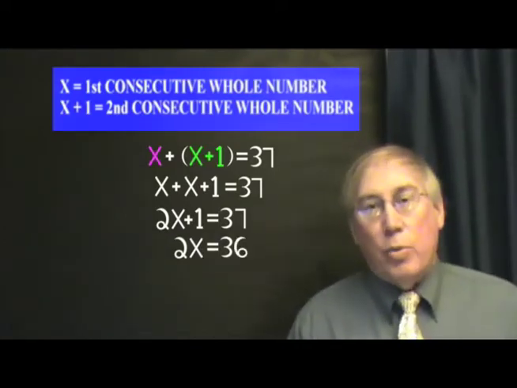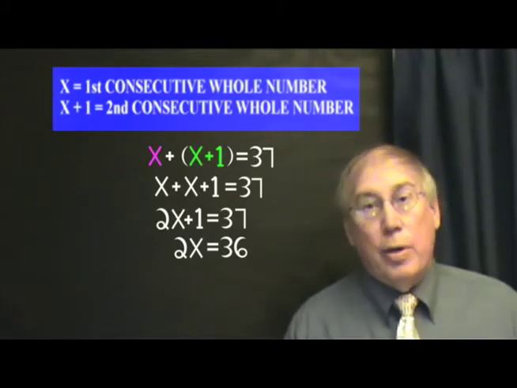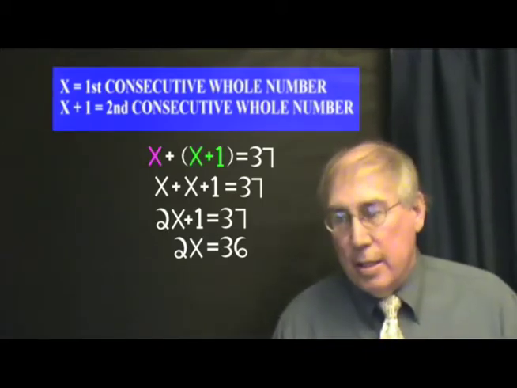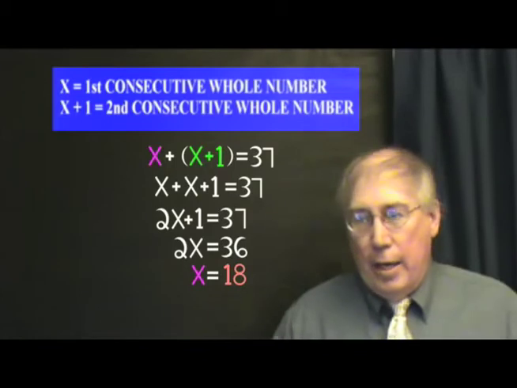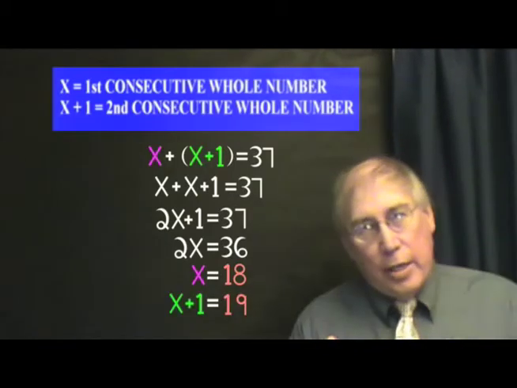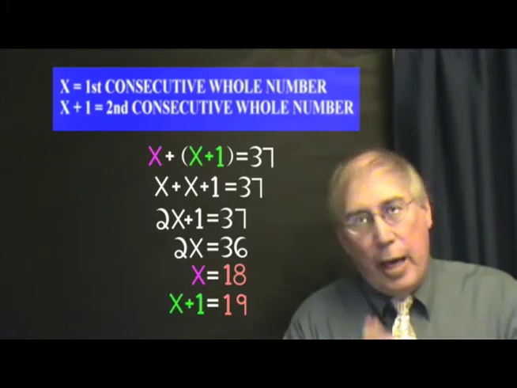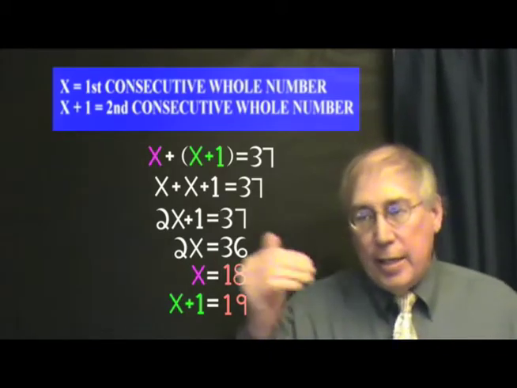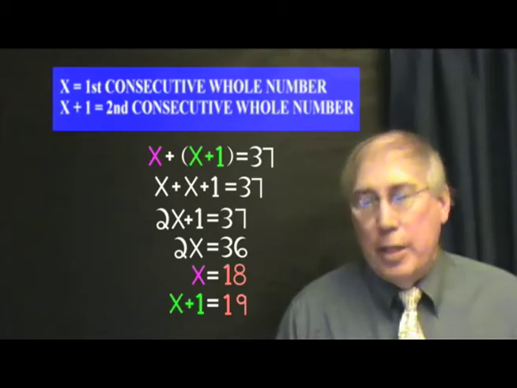Now we can subtract 1 from both sides. Get 2x equals 36. And then we divide through by 2, and we get x equals 18. Now to get the next consecutive whole number, we add 1 to it. So that's 19. 18 and 19 add up to be 37.